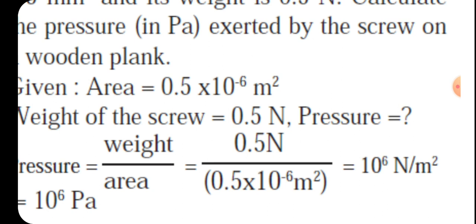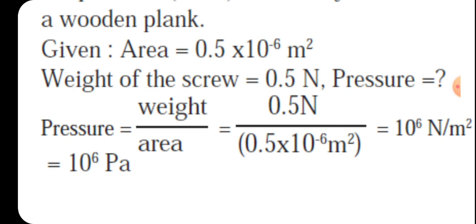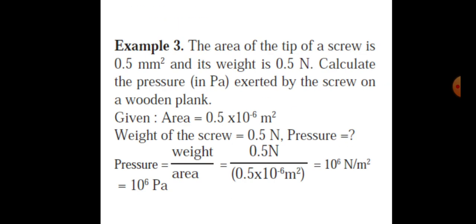Again 0.5 is common both in numerator as well as in denominator. So the number will get cancelled, and 10 raised to minus 6, when it goes in the numerator, the minus 6 index will become positive 6. So the answer is 10 raised to 6 Newton per meter square, or 10 raised to 6 Pascal. Next slide will help you to get the calculation.